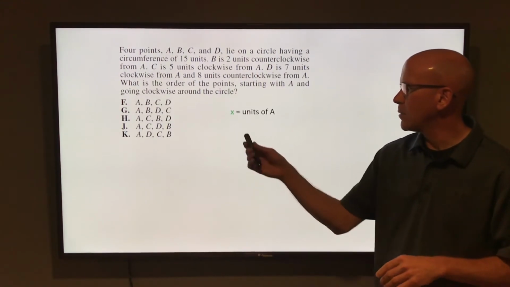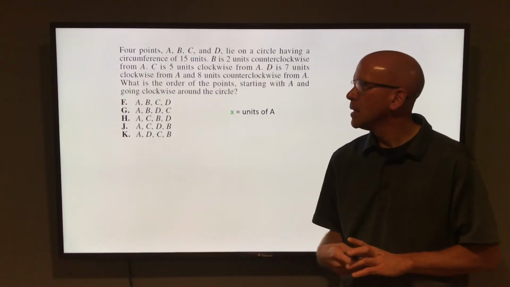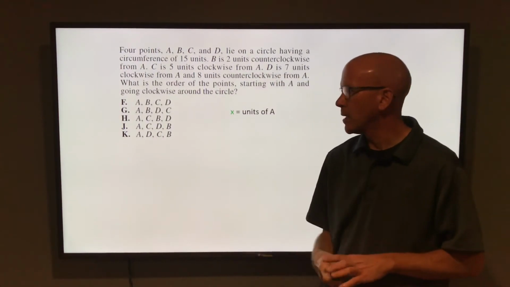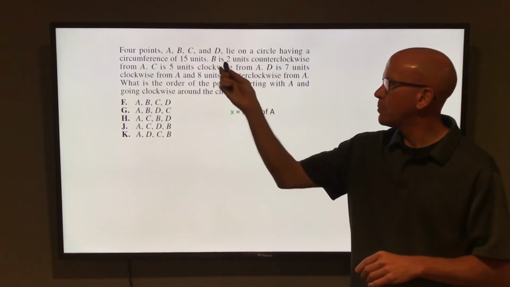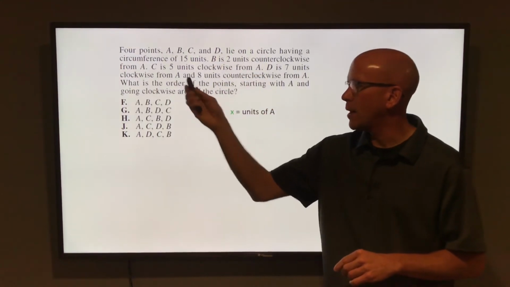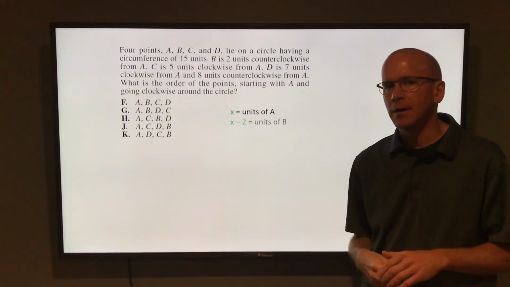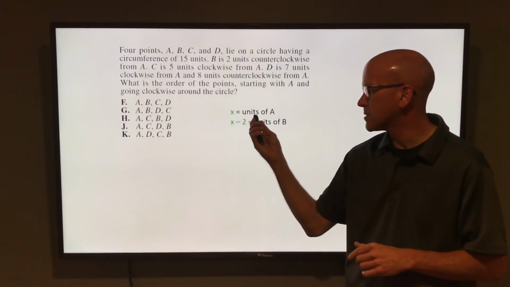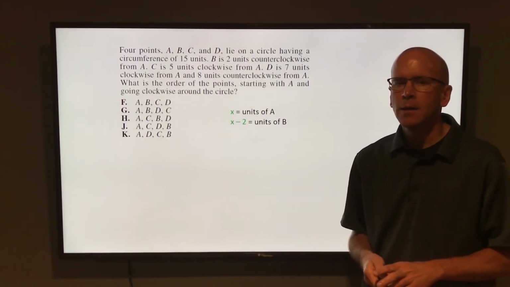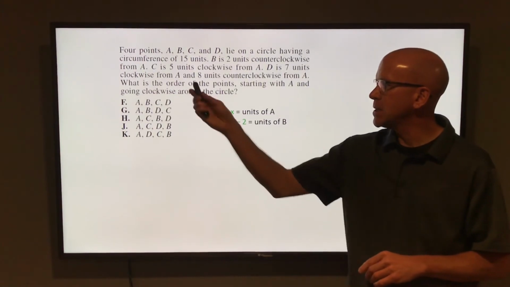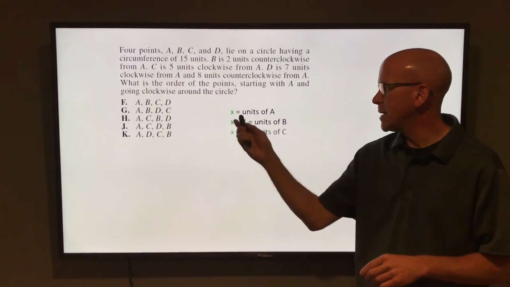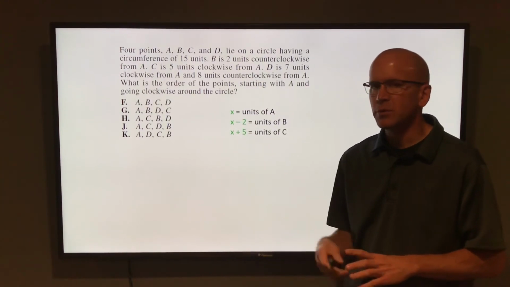So I'm going to start by letting x equal the units of A. Now remember, clockwise is to the right around the circle, counterclockwise is to the left around the circle. So it says up here B is 2 units counterclockwise from A. So that would be to the left of A, or to the left of x by 2. So x is units of A, then x minus 2 would be units of B. C is 5 units clockwise from A. That's to the right of A. So if A is x, C could be written as x plus 5.